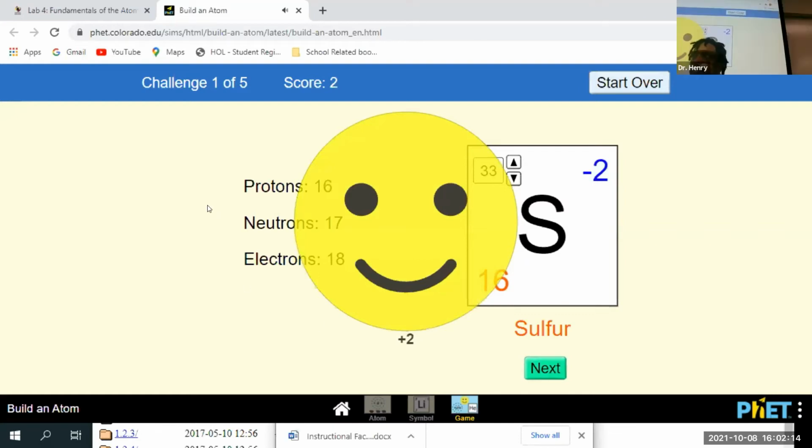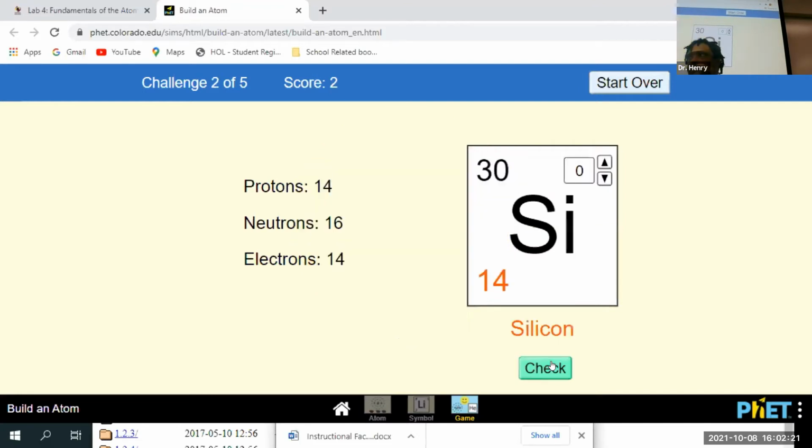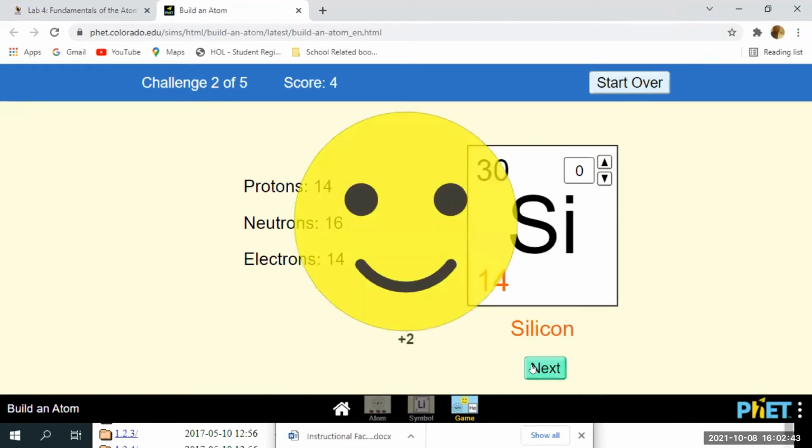Piece of cake, because we know that the mass number is just the sum of the protons and the neutrons. Okay, now they want you to determine the charge. We have 14 protons, we have 16 neutrons, and we have 14 electrons. So what would be the charge on the silicon? It's neutral. Neutral. You're on fire.